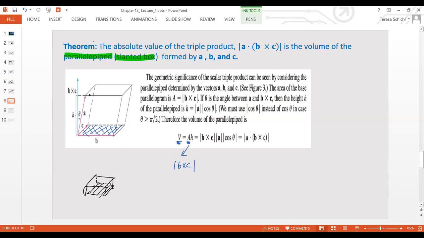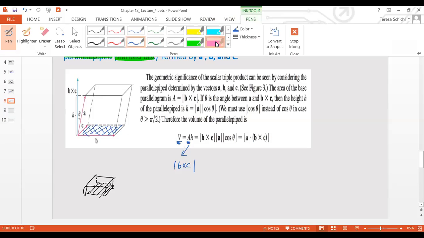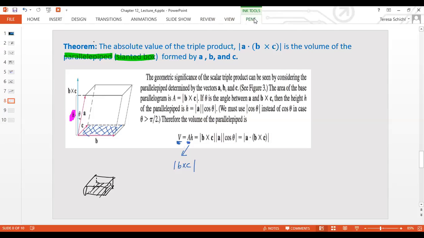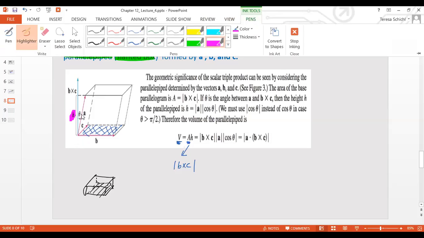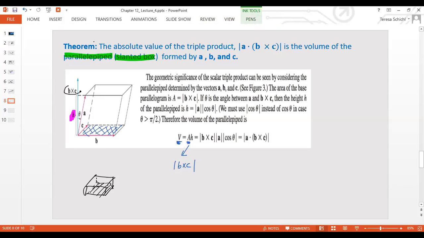The height of the parallelogram prism is the perpendicular from here. This is the height, and this is my angle theta. This vector is B cross C. So I need to find what the height is for this slanted box.